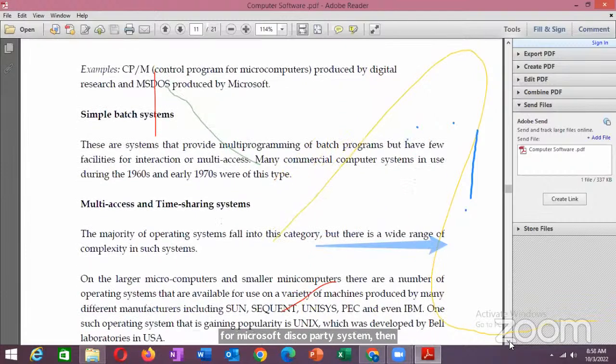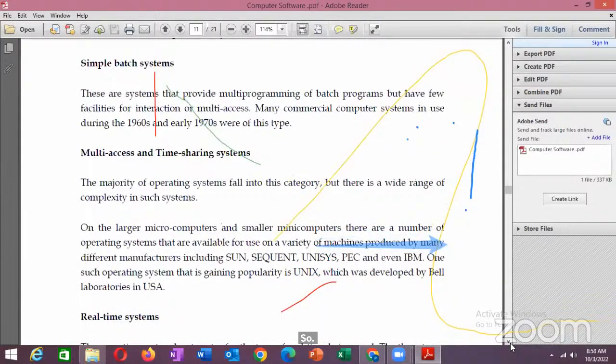Then we have the simple batch systems. These are systems that provide multi-programming of batch programs but have few facilities for interaction or multi-access. Many commercial computer systems in use during the 1960s and early 1970s were of this type. So they were batch, but right now very few people are using batch because we have even better computers currently, which are more sophisticated. So this batch thing is phased out.